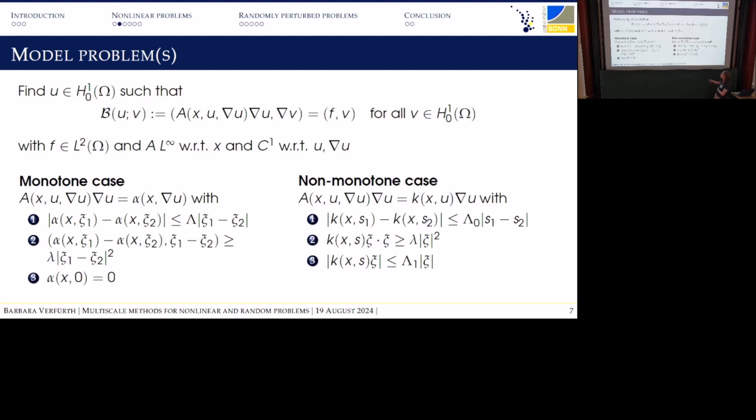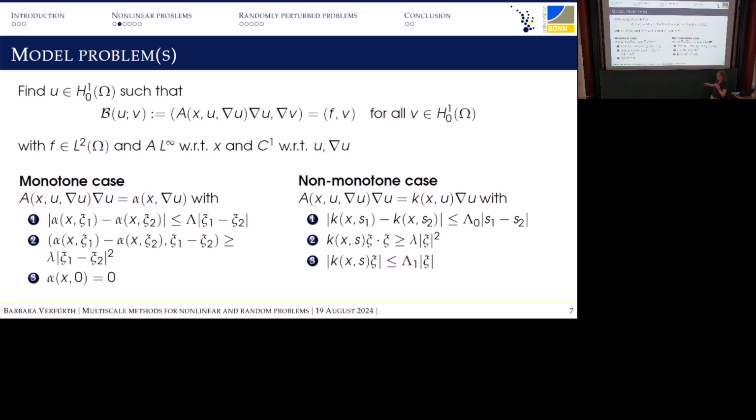So we still have a right-hand side f in L2, and for this a, we assume it to be multiscale, again in the previous sense, so it's only L infinity with respect to x. But the nonlinearities are assumed to be rather smooth, so let's say C1 with respect to u and gradient. And then you can have different cases, not only those two, but these are the two that we had a look at so far. So the first one is where you just depend nonlinearly on the gradient of u. So no dependence on u in here.